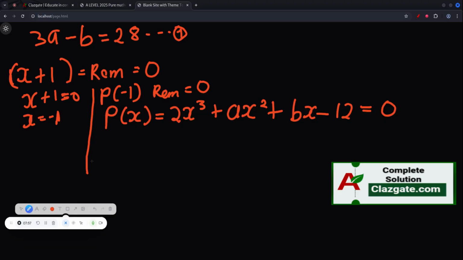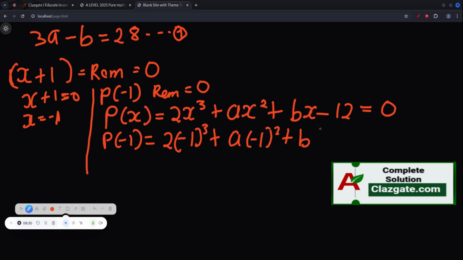Okay, I'll write it down here. So we have x is negative 1 now. So p of negative 1 is equal to 2 times negative 1 cubed plus a times negative 1 squared plus b times negative 1 minus 12 is equal to 0.